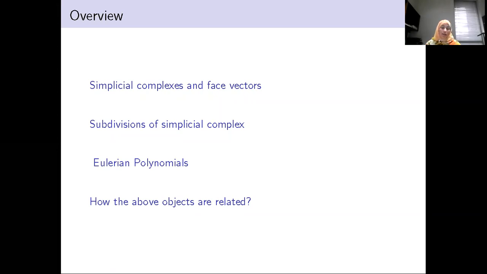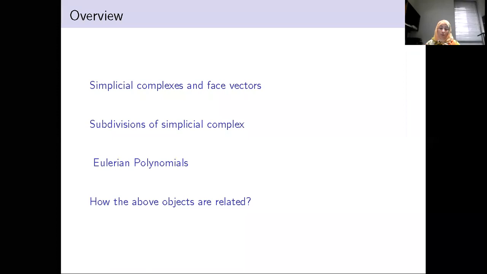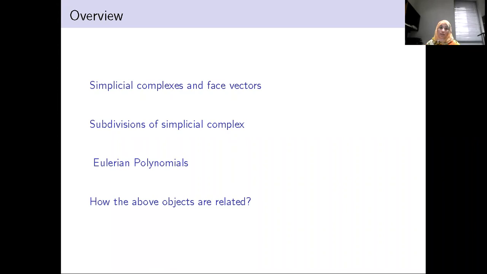And then we will talk about the Eulerian polynomial, which is a part of algebraic combinatorics, and it encodes some statistics of the permutation groups like A_n. Also we'll talk, more generally, about the permutations of signed permutations. And at the end we will see how what we have defined before, these objects, are related to each other, what is the connection between these objects.